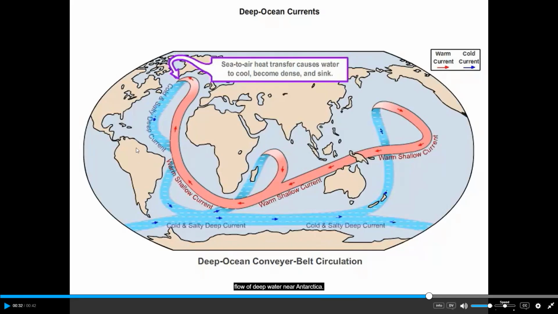And then you see there it kind of comes around down through the coast of Antarctica. Some of this deep water eventually flows north back into the Indian and Pacific Oceans, where it rises into the shallow warm current.